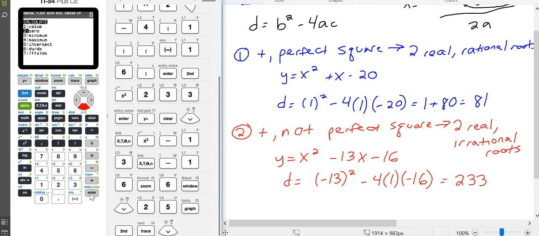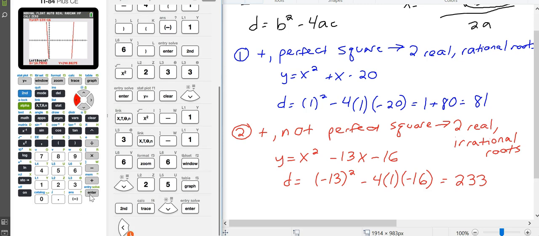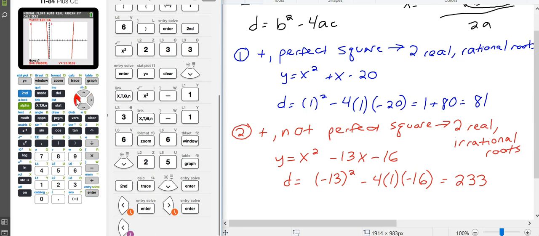Down to 0. Enter. Now we need to find the left bound. We're going to start with the root on the left. So we move our cursor somewhere all the way to the left of that point, and somewhere all the way to the right of the point, and then we're going to guess somewhere over here. Enter. It tells us the 0 is negative 1.132169, and the decimal doesn't end there, it goes on forever.